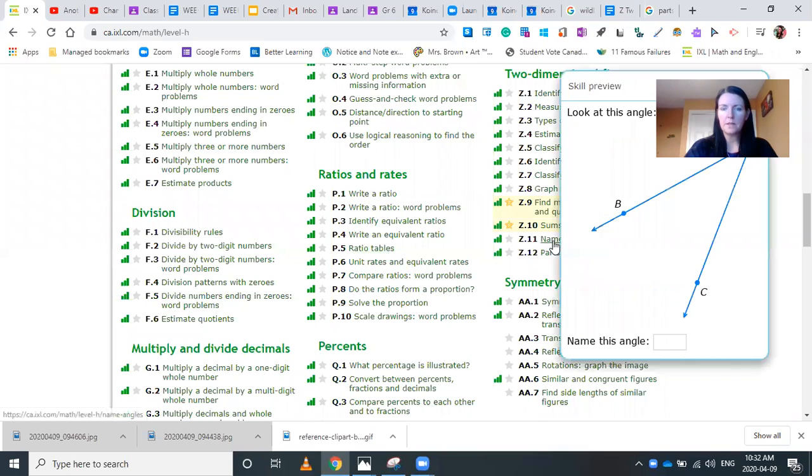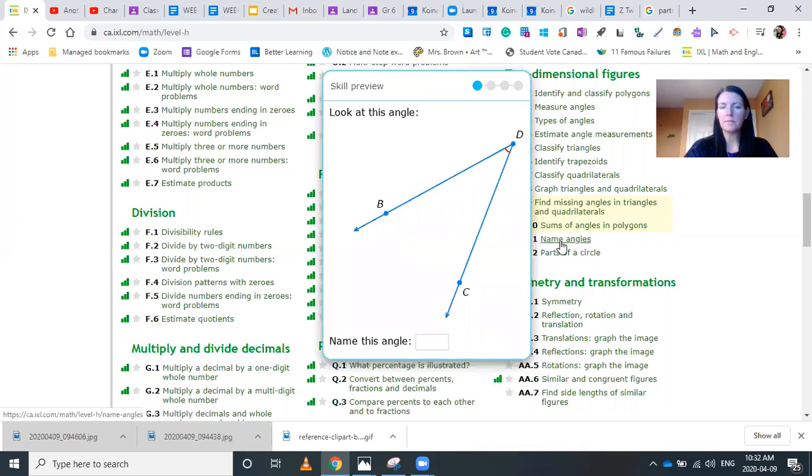It's our last session on section Z, so we have a test tomorrow. Let us get going with that. Sharing my screen for you. IXL. Right, we're going to be looking at names of angles.